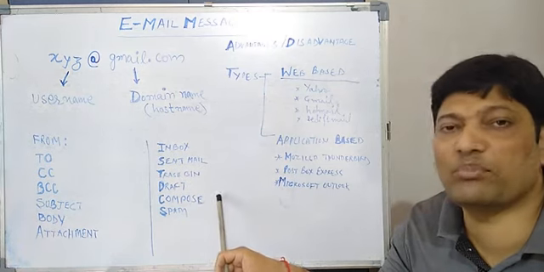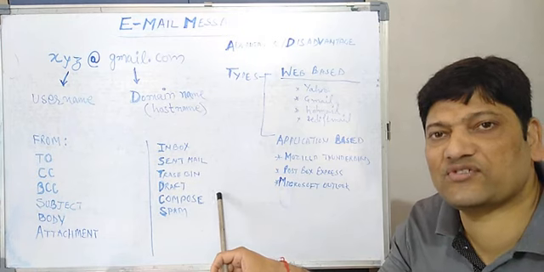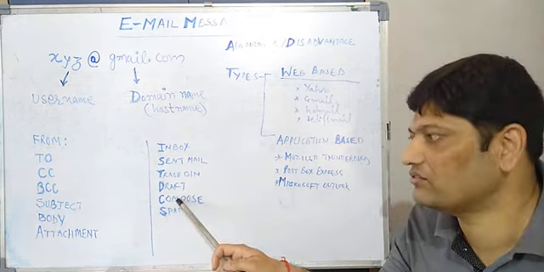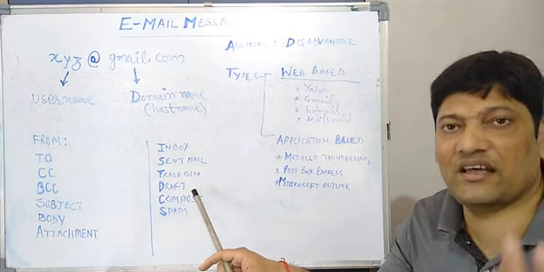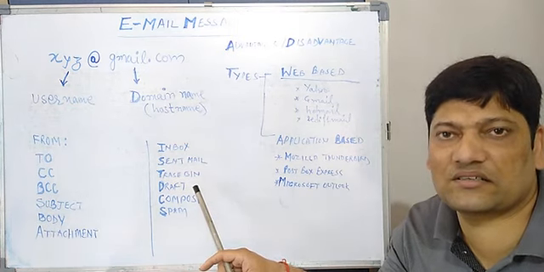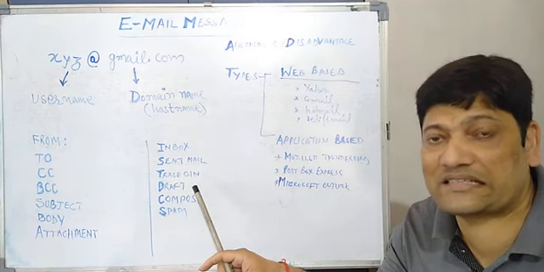Then we have compose. An email service is used to send mails as well as to receive them. So whenever you have to create a new mail, you have to click on the compose button. When you click on it, a window will appear where you write your message and specify the email address of the other person to whom you want to send it.